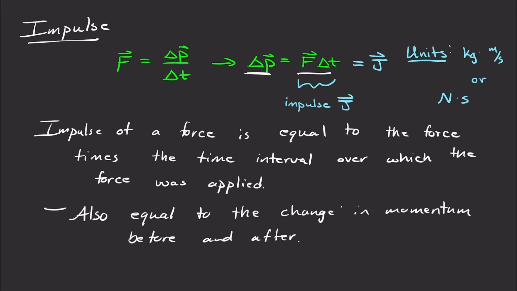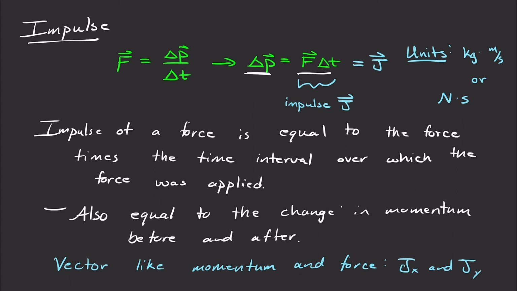Okay? So like momentum and like force, it is a vector, so it has components just like force and momentum, and so we can have a Jx and a Jy. It's important, don't get this confused with joules. If you have a J as a quantity, a physical quantity in an equation, then it represents impulse. If you have J as a unit of a quantity, that unit would be joules. Okay, so don't get that confused.